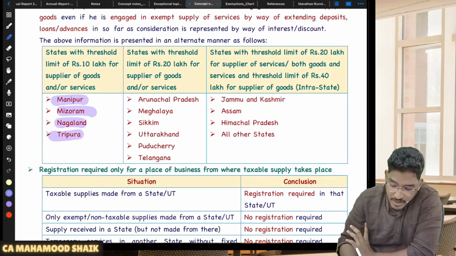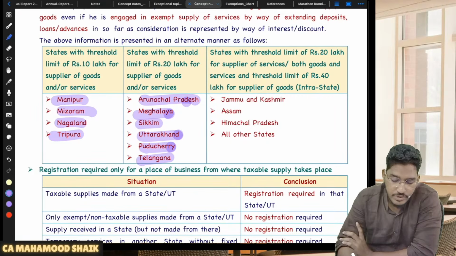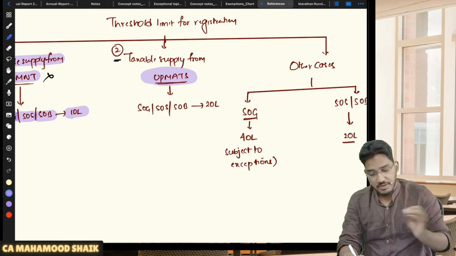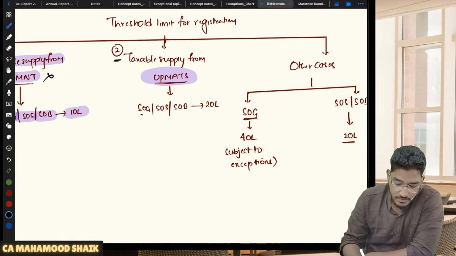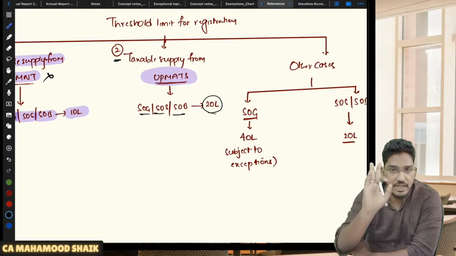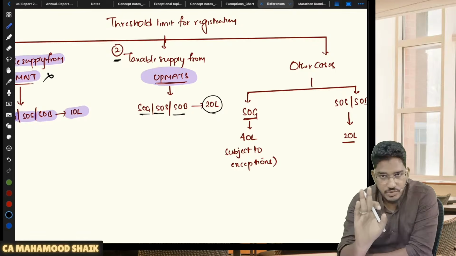Sir, what is UP MATs? Uttarakhand, Puducherry, Meghalaya, Arunachal Pradesh, Telangana, Sikkim. So you need to check whether you are making any taxable supply from these UP MATs. In case you are, whether you are engaged in supply of goods, services, or both, the applicable threshold limit will be 20 only.